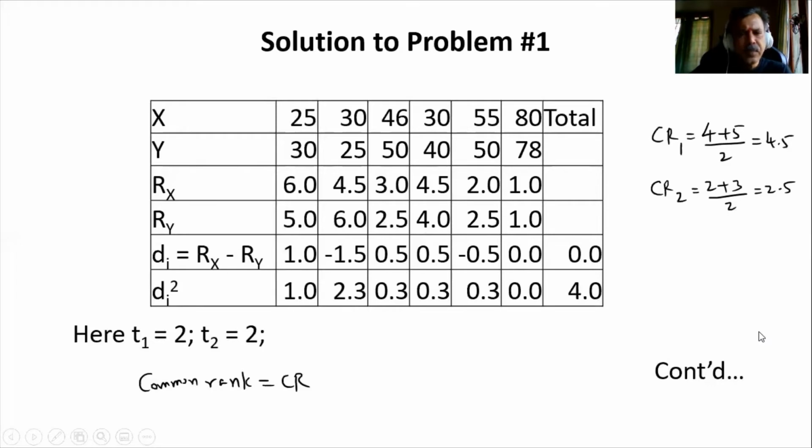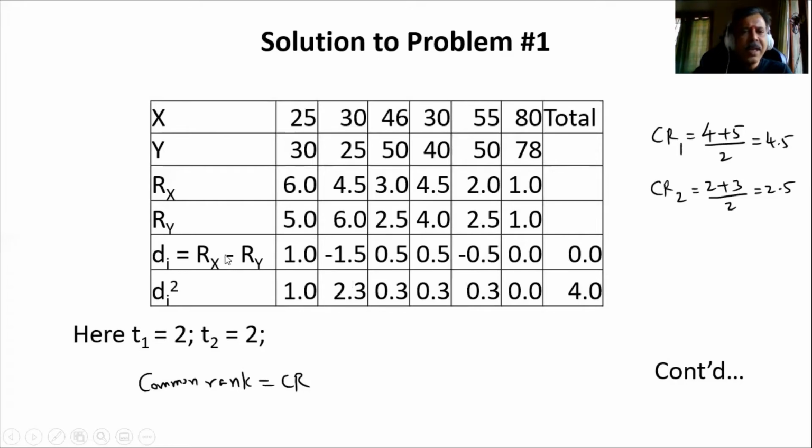Now you have to find the deviation between the ranks. 6 minus 5, which is 1. 4.5 minus 6, it is negative 1.5. 3 minus 2.5, it is 0.5. 4.5 minus 4, it is 0.5. 2 minus 2.5, it is minus 0.5. 1 minus 1, it is 0. Always remember, when I sum these deviations, it will be 0 only.